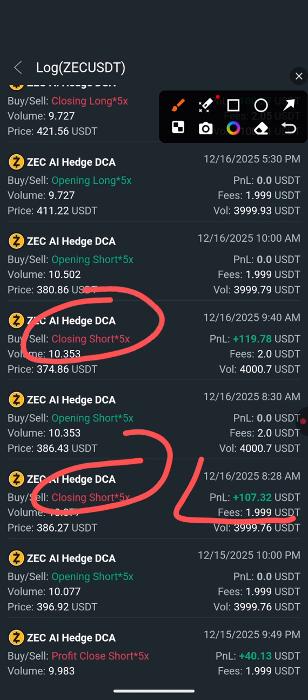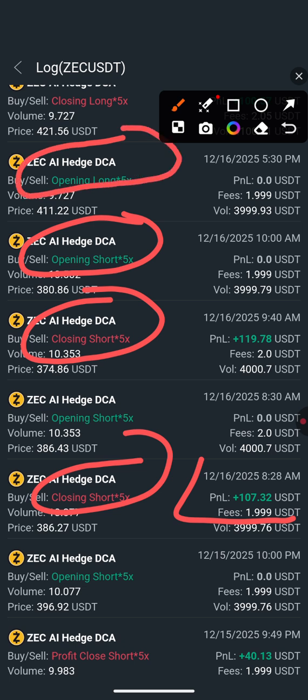Remember, this strategy will only take advantage of the trend. If the market is dumping, why do you go and open a hedge? Why hedge a dumping market or a bullish market? You take advantage of the trend. So the market is dumping, the AI sees that it's only opening shorts. You see, you're making money from shorts until the market changes direction and it opens a long.